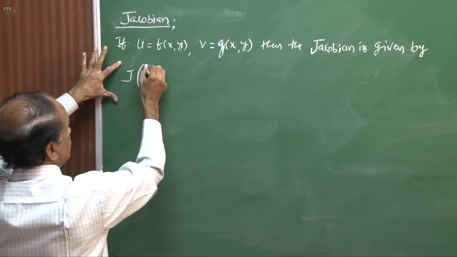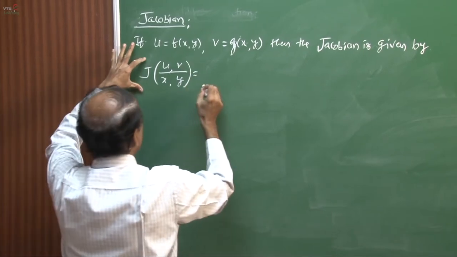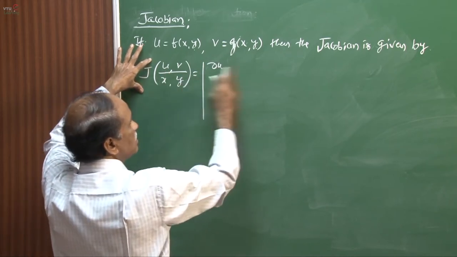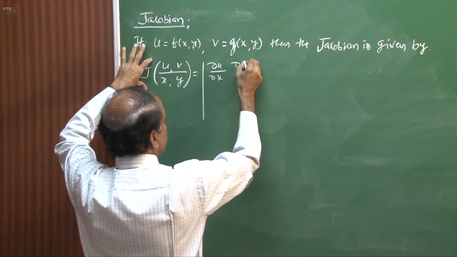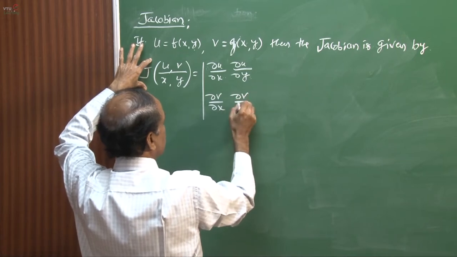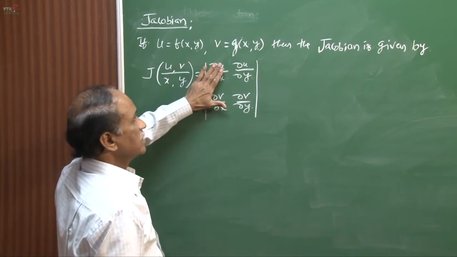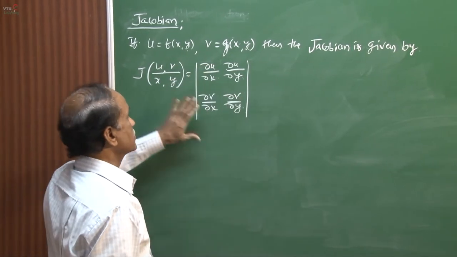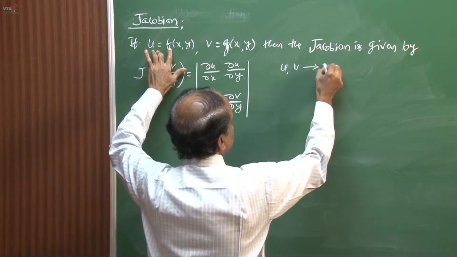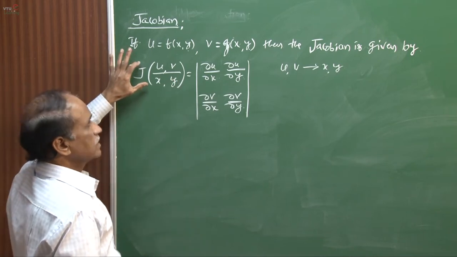J of u comma v divided by x comma y is equal to the determinant: del u with respect to x, u with respect to y in the first row, and v with respect to x and v with respect to y in the second row. This is the Jacobian. That means partial derivatives are arranged in the form of rows and columns. This is the connection of u and v with x and y, that means two variables with two variables.